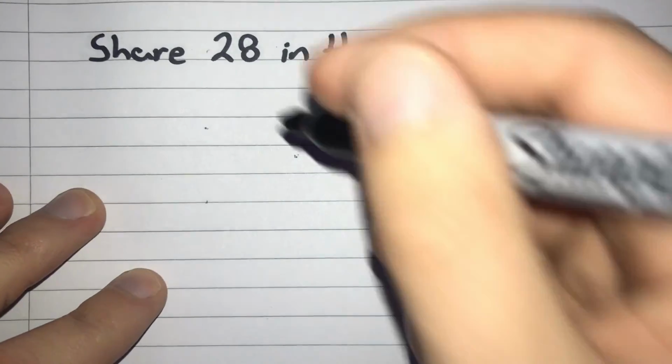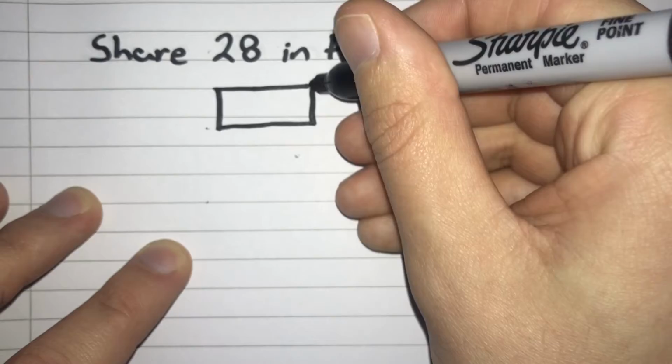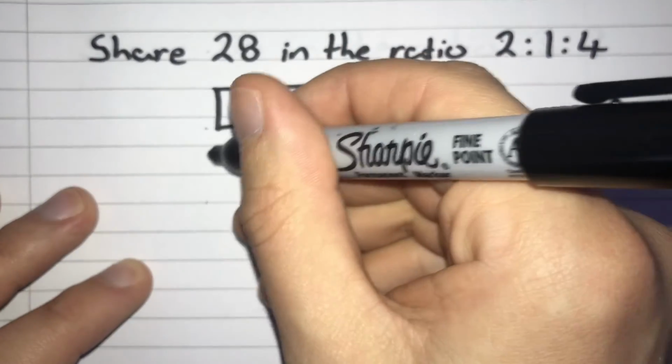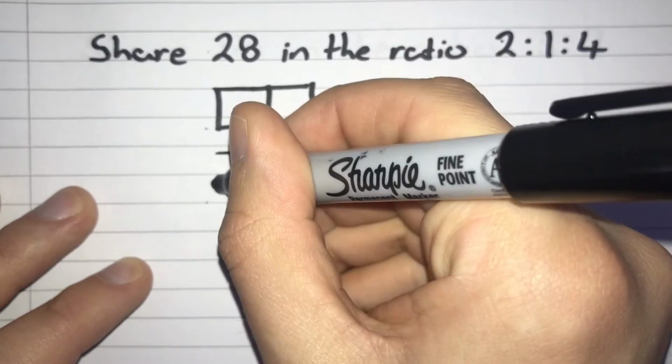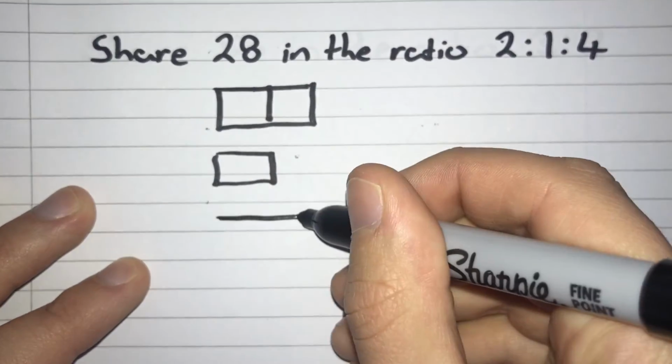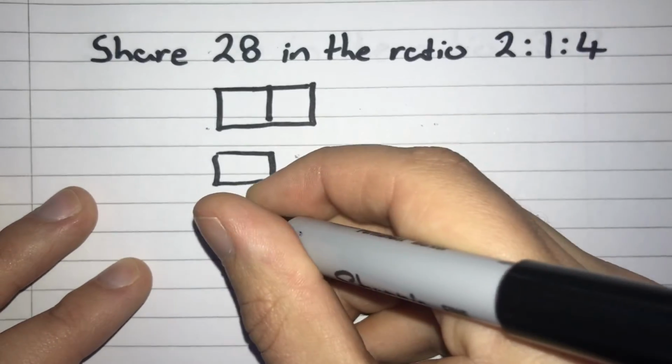Our first bar is going to be worth 2. That's going to be split up into 2 boxes. Our second bar, that's just going to be 1 box. And our third bar, that's going to be 4 boxes. So let's make it double the length of this first one.